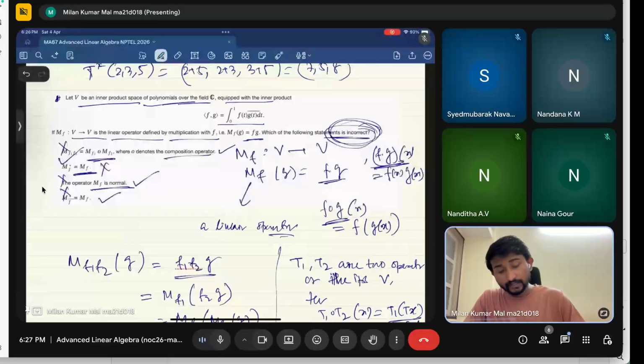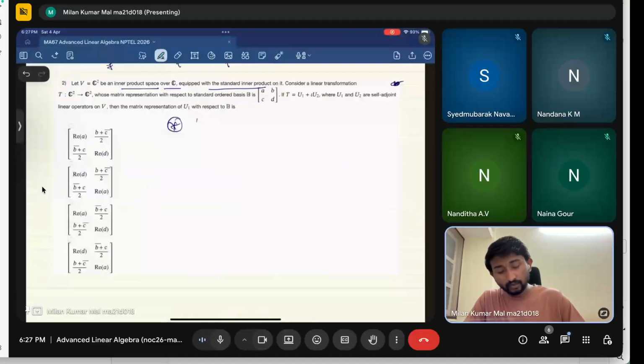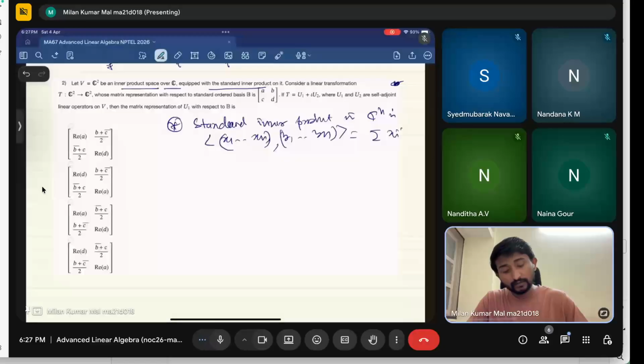The standard inner product in C^n: suppose x1, x2, ..., xn and y1, y2, ..., yn are two elements in C^n. The inner product is actually the summation of x_i times y_i bar. But this can also be written if I consider x as a row vector, x equals x1, x2, ..., xn.